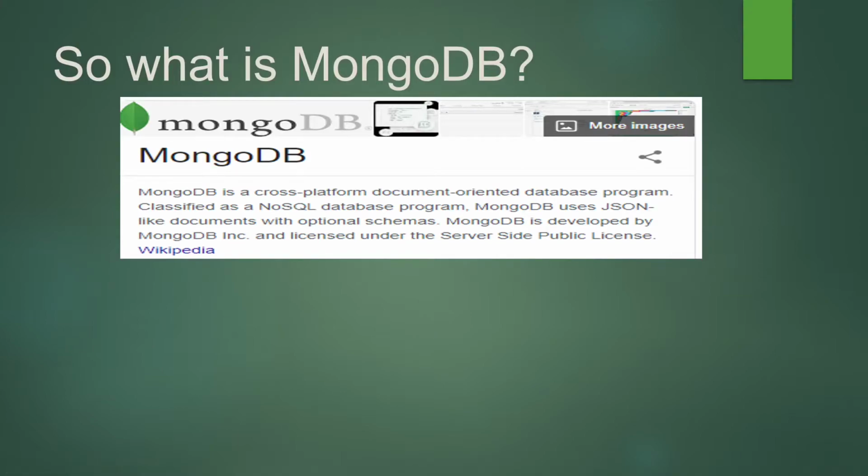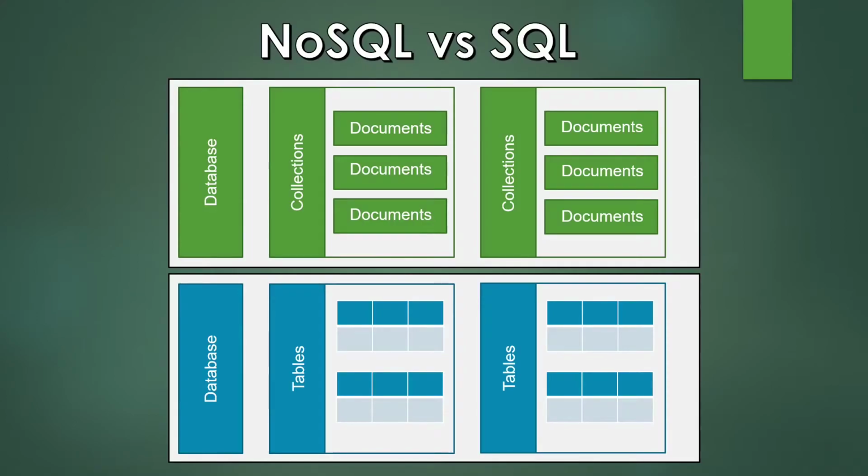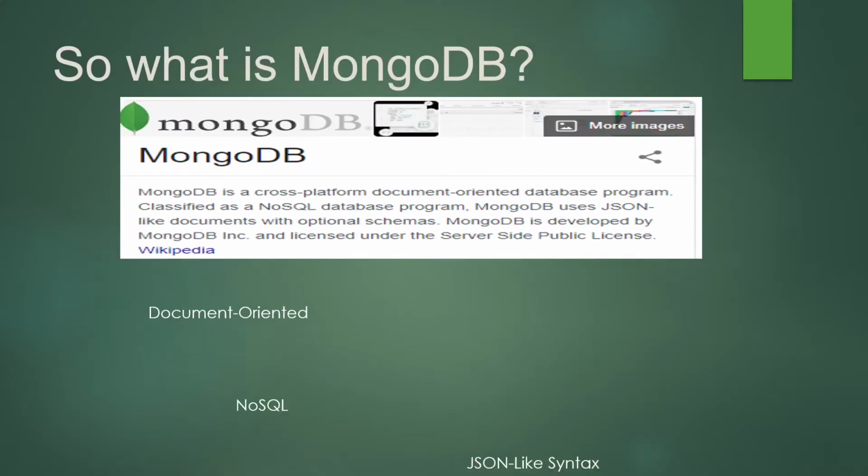But let's answer the question, what is MongoDB? MongoDB is a cross-platform, document-oriented database program. Classified as a NoSQL database program, MongoDB uses JSON-like documents with optional schemas. MongoDB is developed by MongoDB Inc. and licensed under the Server Side Public License. Okay, so I took out a few words from that which are really important to understand. The document-oriented NoSQL, we looked previously up here at what NoSQL looks like, and now the object-oriented JSON-like syntax and optional schemas should kind of make sense from the NoSQL aspect.